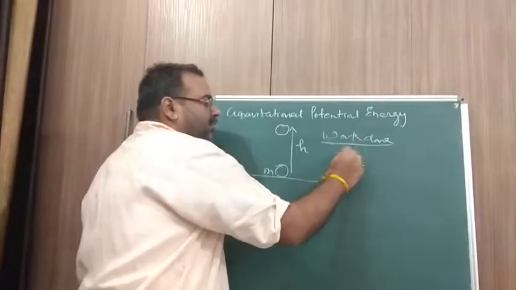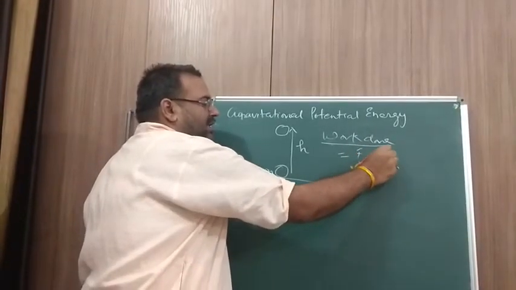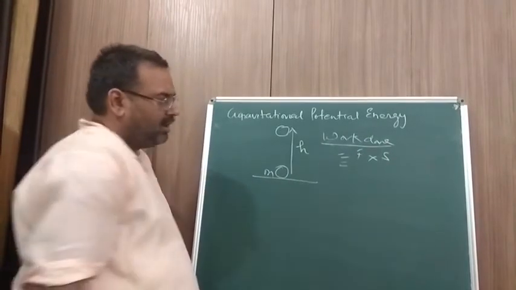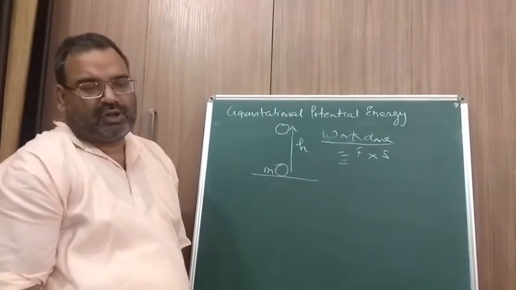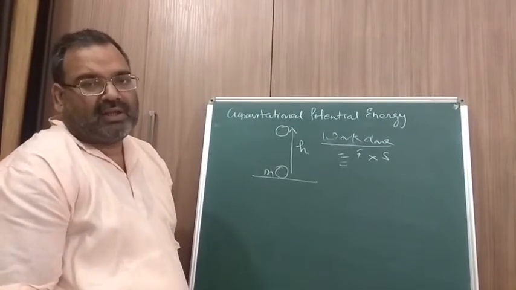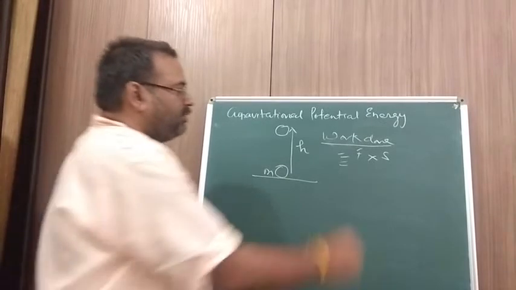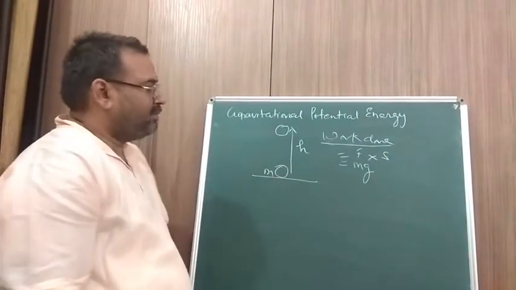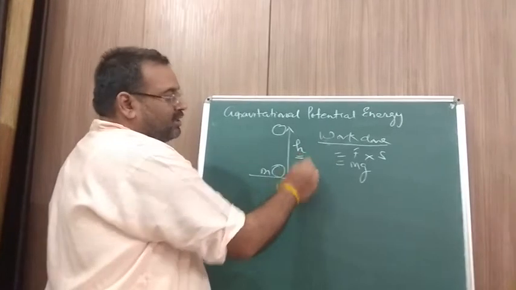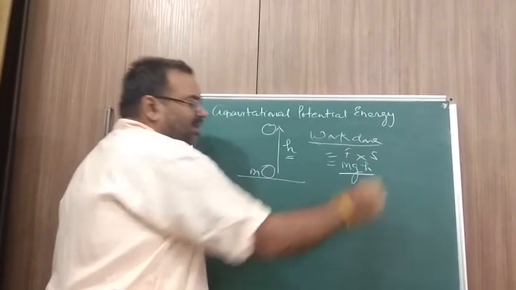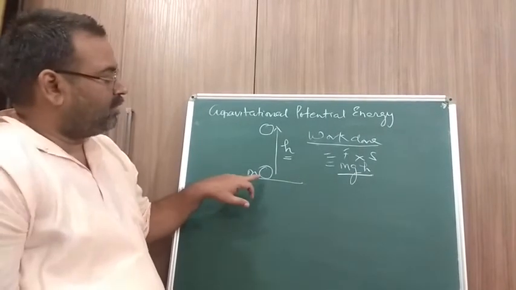What is the formula for work done? Work done is equal to F into S. What is F? Force. A force equivalent to the weight of the body will be required to lift the body in the upward direction. So force will be equal to weight mg, and the displacement is the vertical height h. So displacement is h.